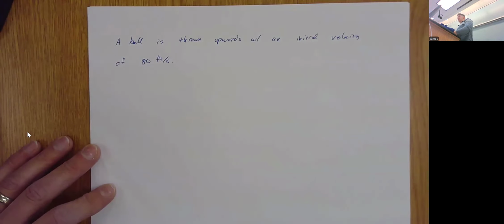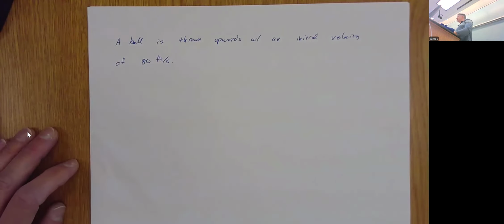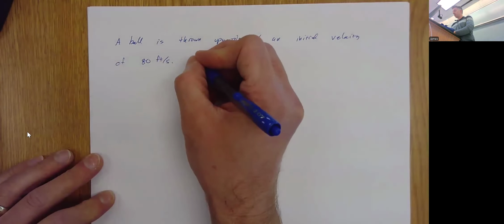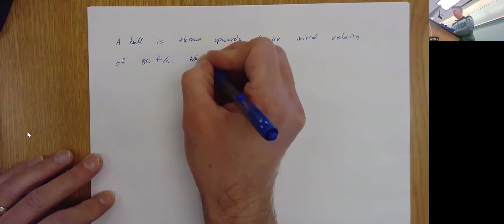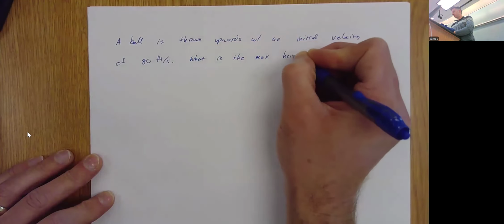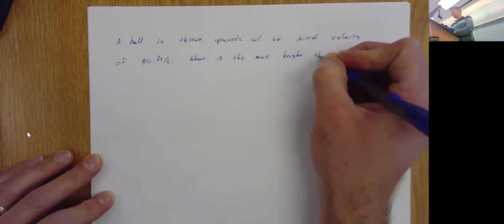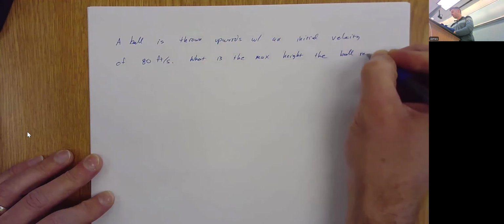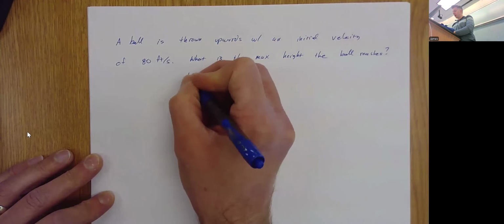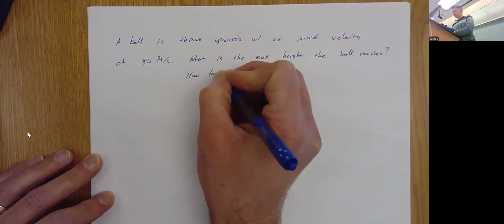This kind of question, I feel like there's a pretty standard set of things we ask. Usually there's two questions we ask. We often ask, what is the maximum height the ball reaches? And we also ask, how fast is the ball going when it hits the ground?